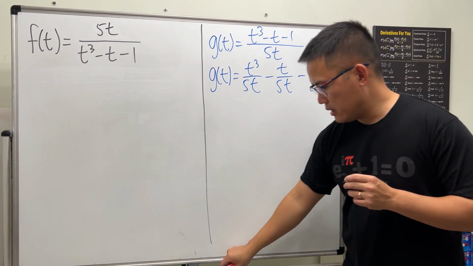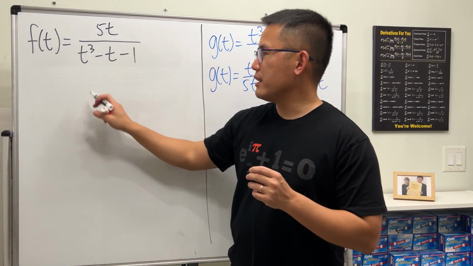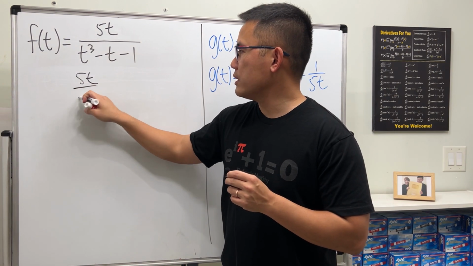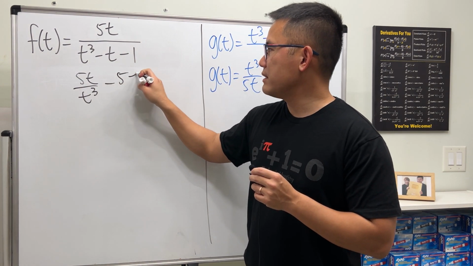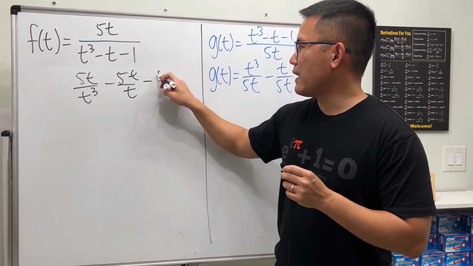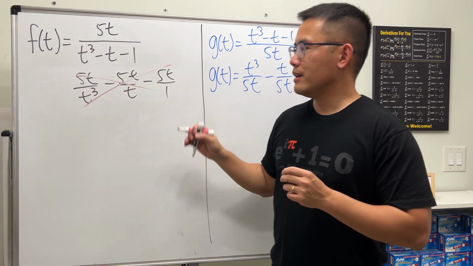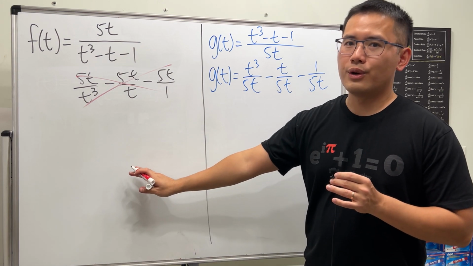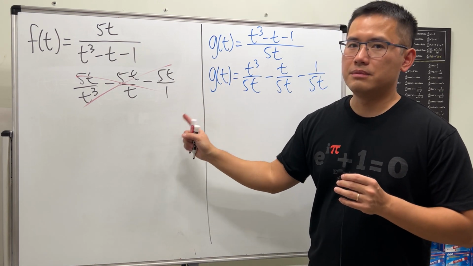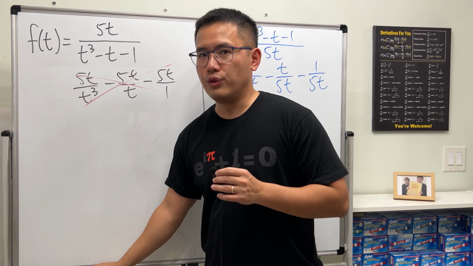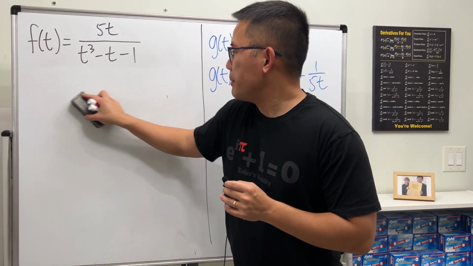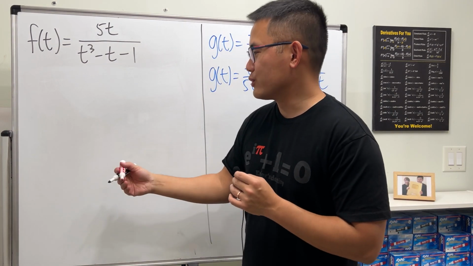This is okay. But if you do that here and say this is 5t over t to the third power minus 5t over t minus 5t over 1, this is wrong. You just get a 0 right away for this question. So don't make that mistake. We have to use the quotient rule for the first one. That being said, let's go ahead and get the quotient rule ready.